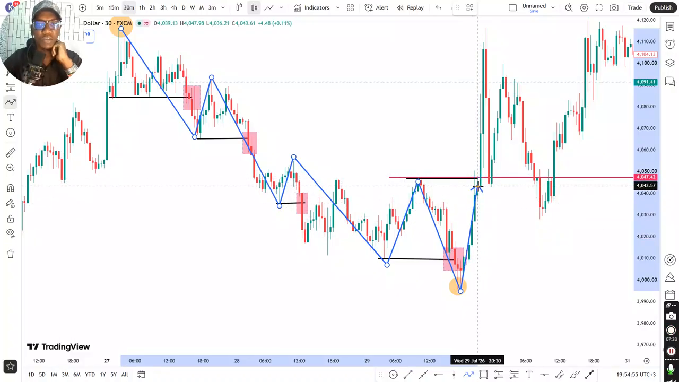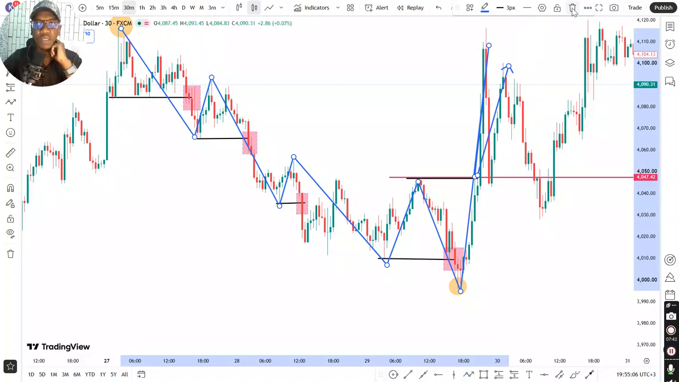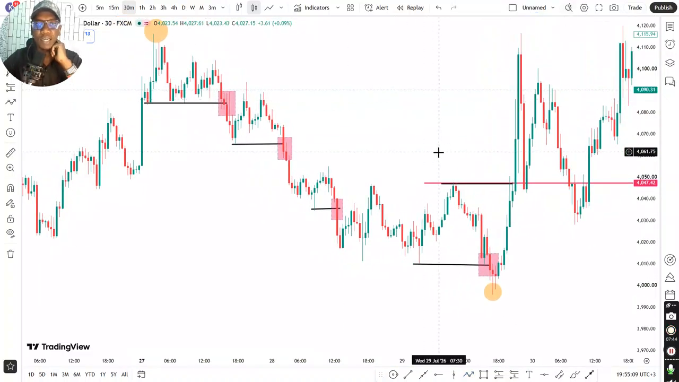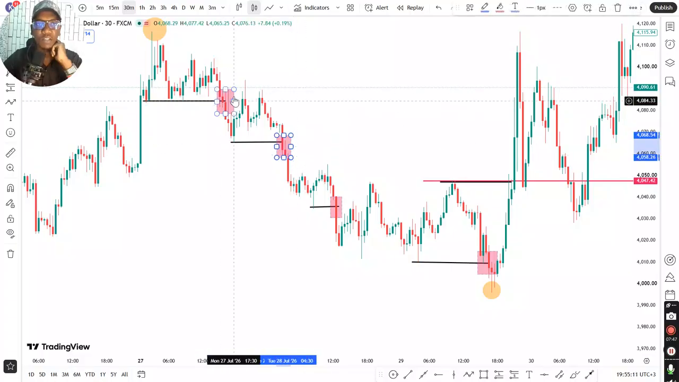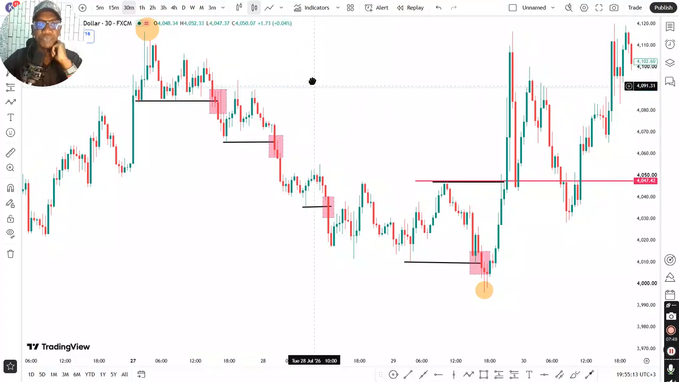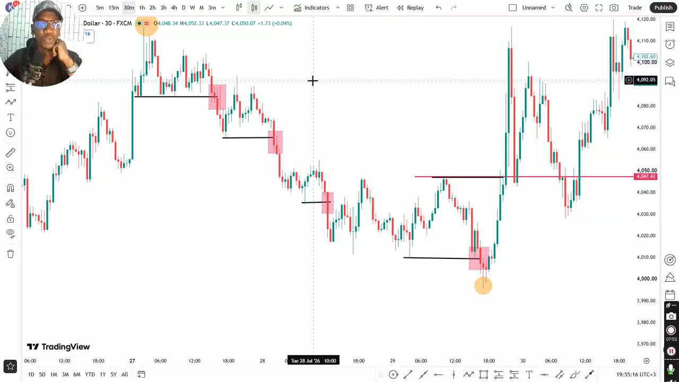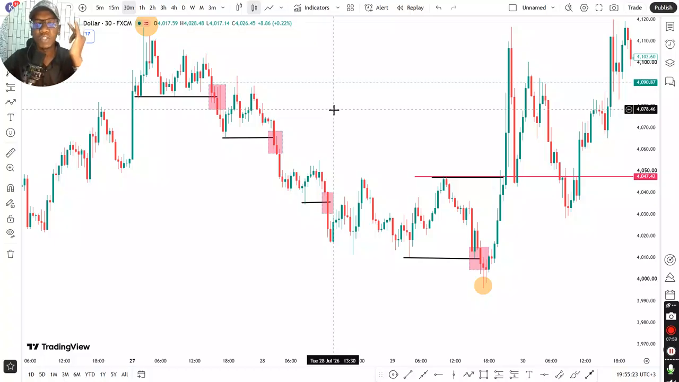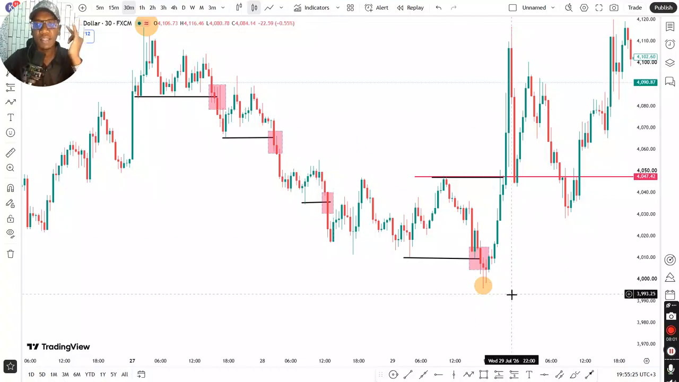We have different types of change of character. We have internals, two types of internals, and we have the main one, like this one now. It has immediately taken out our previous strong high. If you understand how market structure is drawn, you just need to put attention on two things: one, what pushes price to break structure further, and two, what pushes price back to do a retracement. I'm going to be discussing them in the next video.